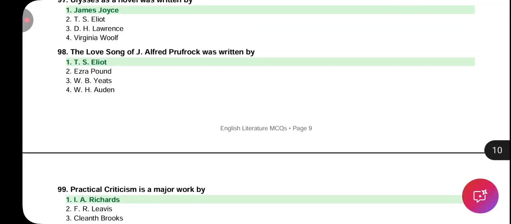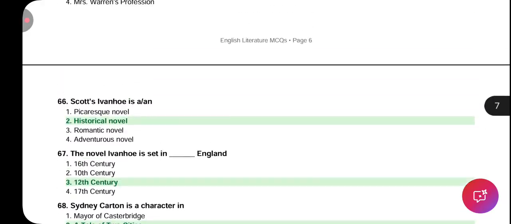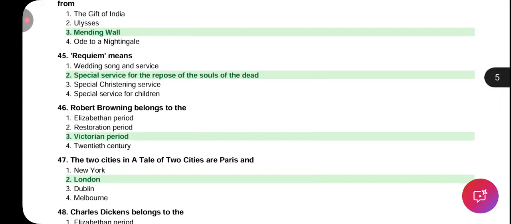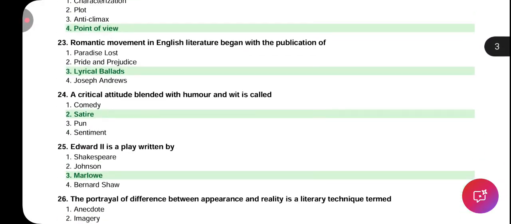So these are the most important 100 MCQs for the aspirants of NET, SET and competitive exams.